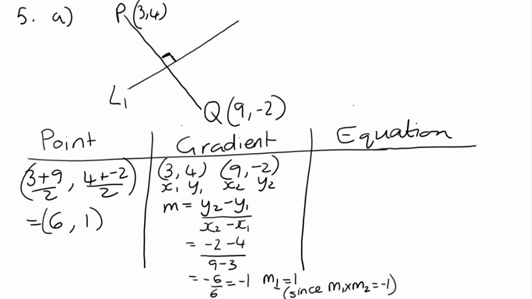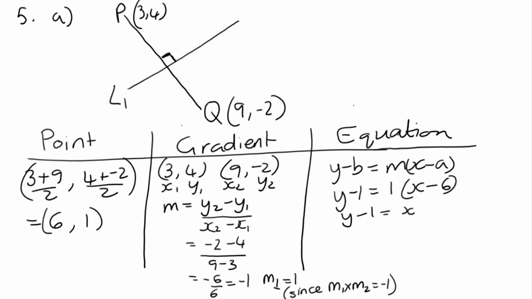Okay, the equation. So y minus b equals m(x minus a). Our point is (6, 1). So it's y minus 1 equals 1 bracket x minus 6. That's nice and easy, just get rid of the 1. And then we just want to add the 1 onto the negative 6 to make negative 5. y equals x minus 5.